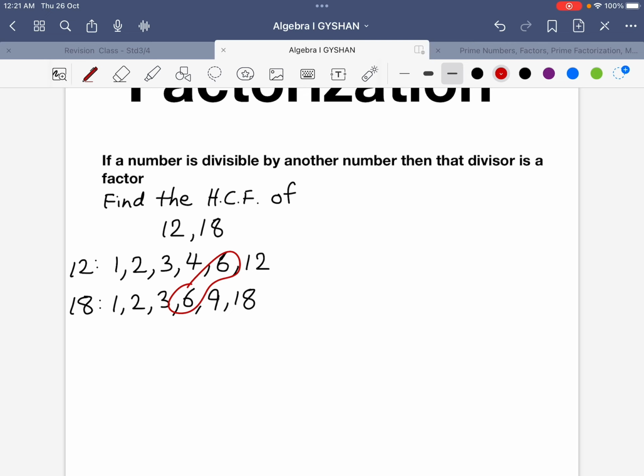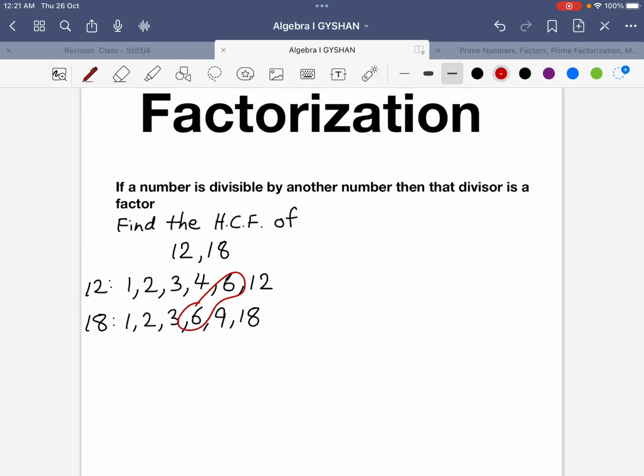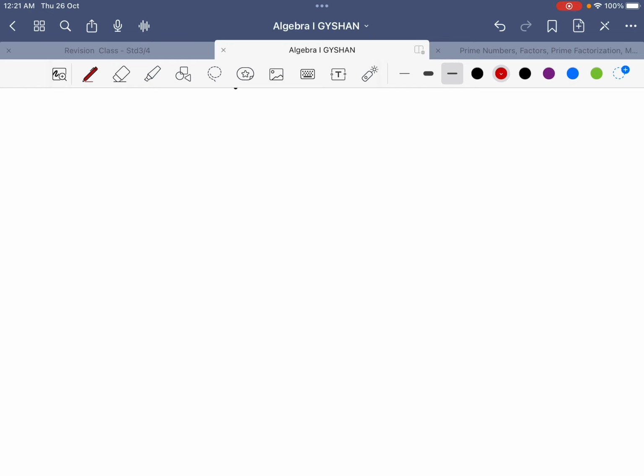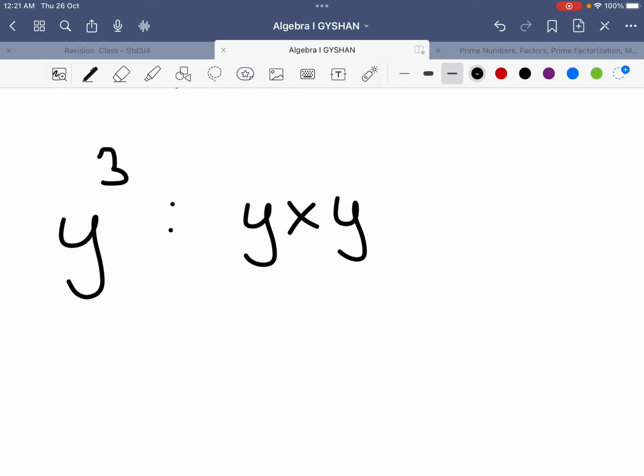Okay, so that's simple for whole numbers. What about algebraic terms? How can we find the highest common factor for algebraic terms? So let's take a look. If we have something such as y cubed, what will be the factors of y cubed? Well, what can go into y cubed? So let's expound on y cubed. Y cubed simply means y times y times y.